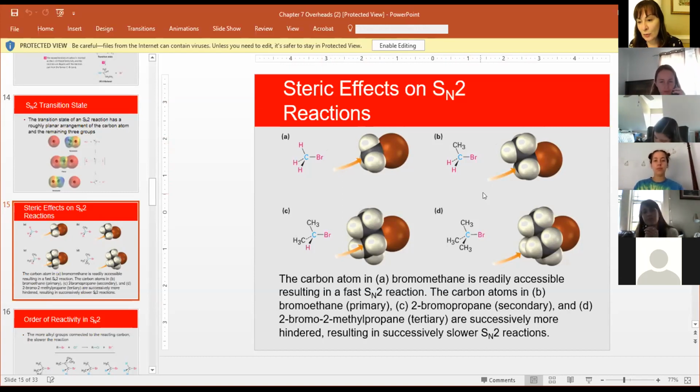So if you were going to attack the backside of this molecule, would that be easier or harder than attacking the backside of this molecule here? Harder. But which is easier, A or B?